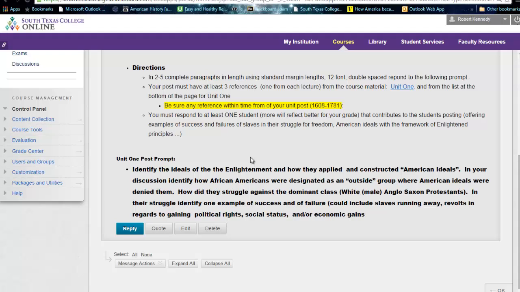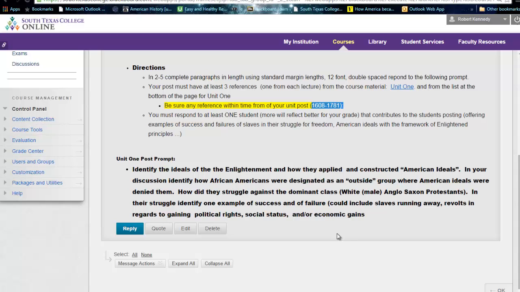How did they struggle against the dominant class, white male Anglo-Saxon Protestants? In their struggle, identify one example of success and failure. And again, what I mean by failure is their experience in slavery, but be specific. Identify individuals, identify groups of people in slavery, either from the films, from the lecture, and from that list of references that I showed you. Again, make sure if you are using that list of references that it's within that time frame, 1608 to 1781.